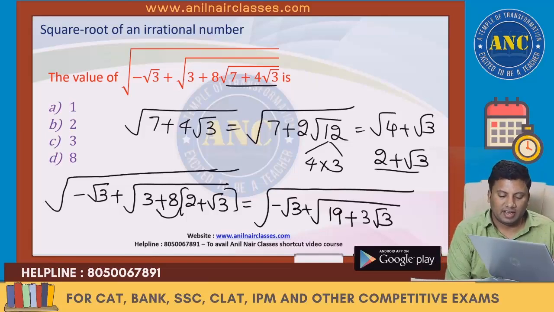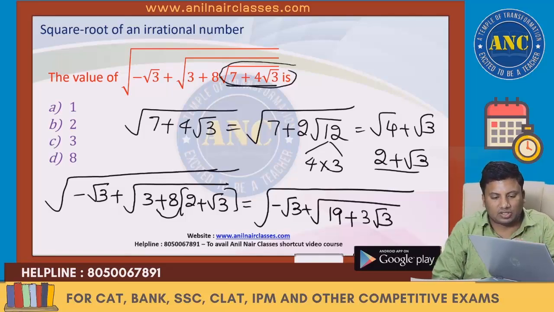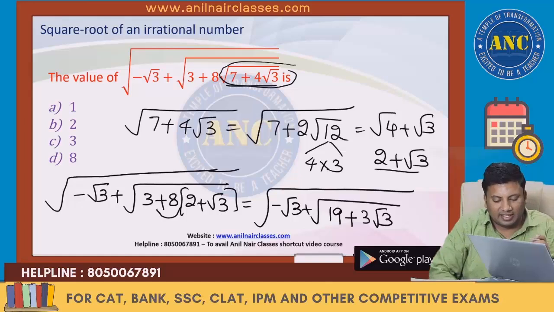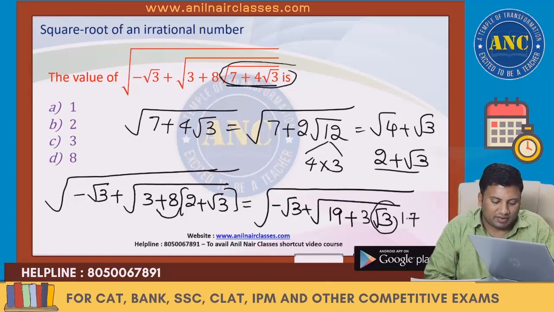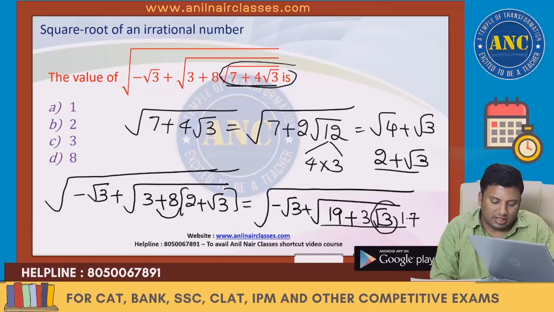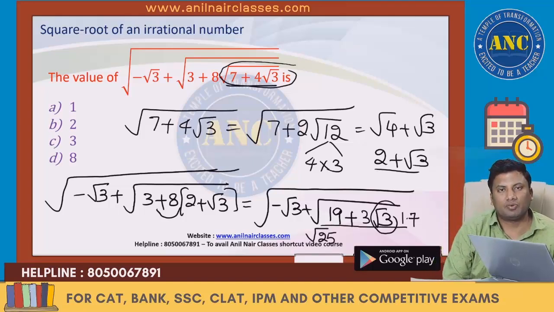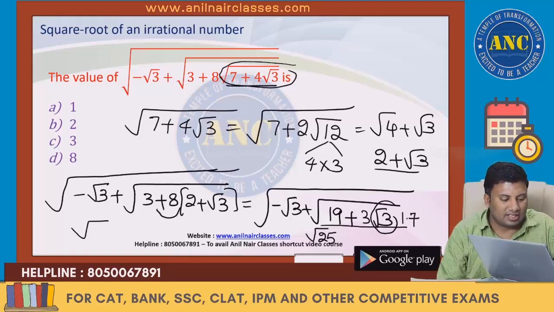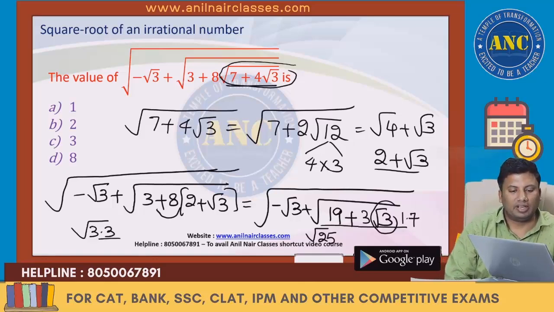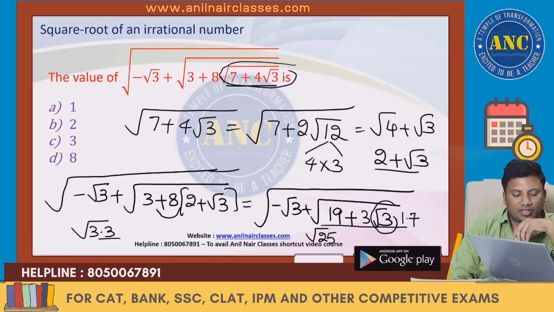What we will do is use approximation values. This is nothing but 2 plus root 3, so 8 into 2 plus root 3 gives 16 plus 8 root 3. Root 3 is 1.7, so the value under the root is about 19 plus 5.1, that is root of 24, and 24 is nearer to 25, so it is about 5. Then 5 minus root 3, 5 minus 1.7, is 3.3. So it is nothing but root of 3.3. I hope it is clear.